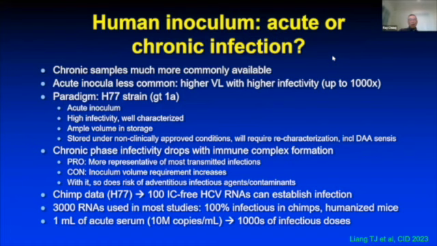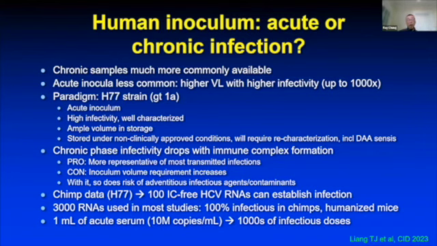In terms of the nature of the infection from a human source, we have two stark or largely divisible choices between acute and chronic infections. Clearly, chronic infections are much more commonly available, and acute inocula are far less common. They are, as we've discussed in previous talks, accompanied by considerably higher viral loads with much higher infectivity, and acute inocula have been demonstrated to be up to 1,000-fold or even higher in their ability to be infectious in either animal models or tissue culture.